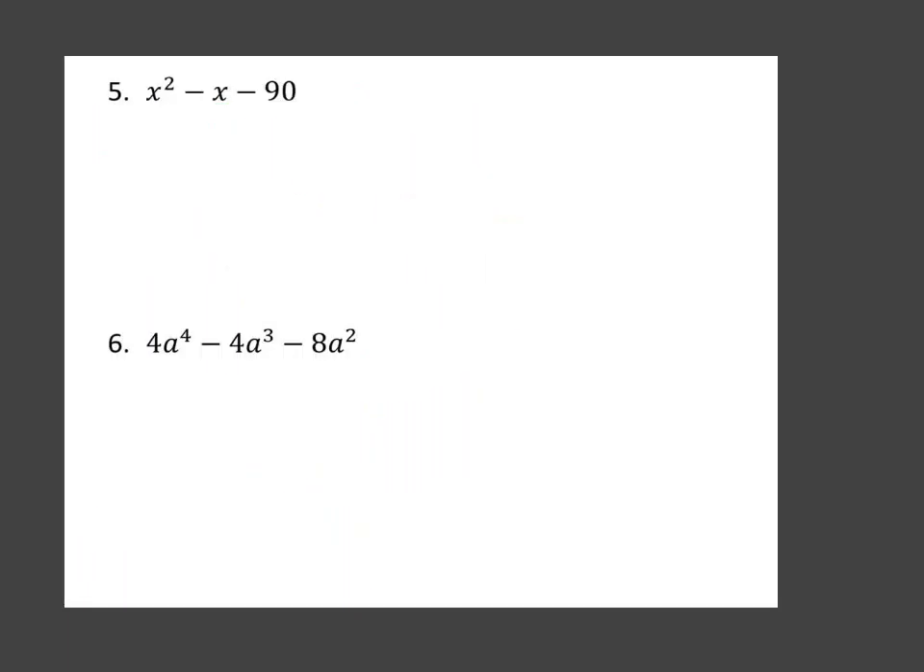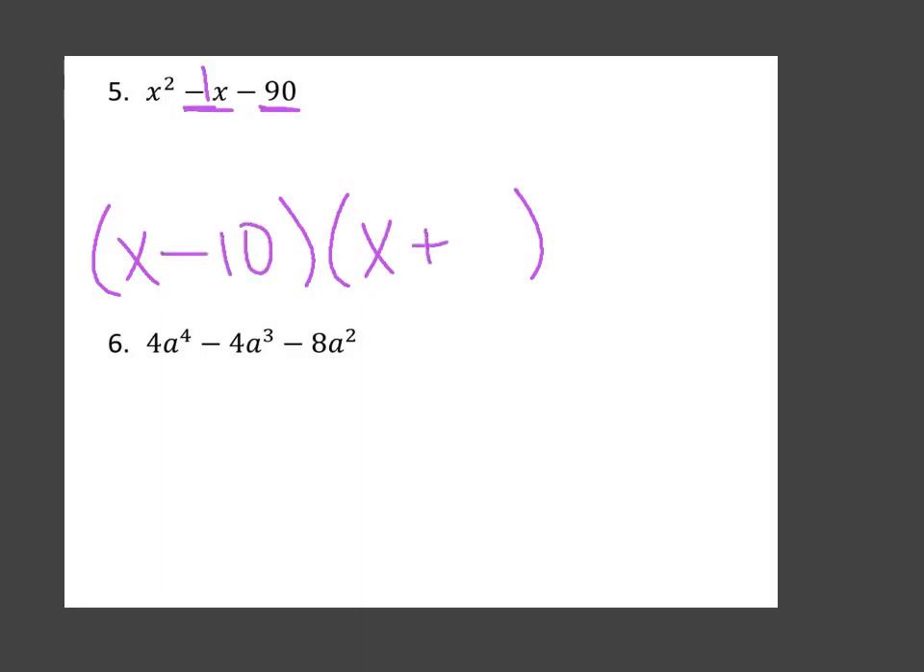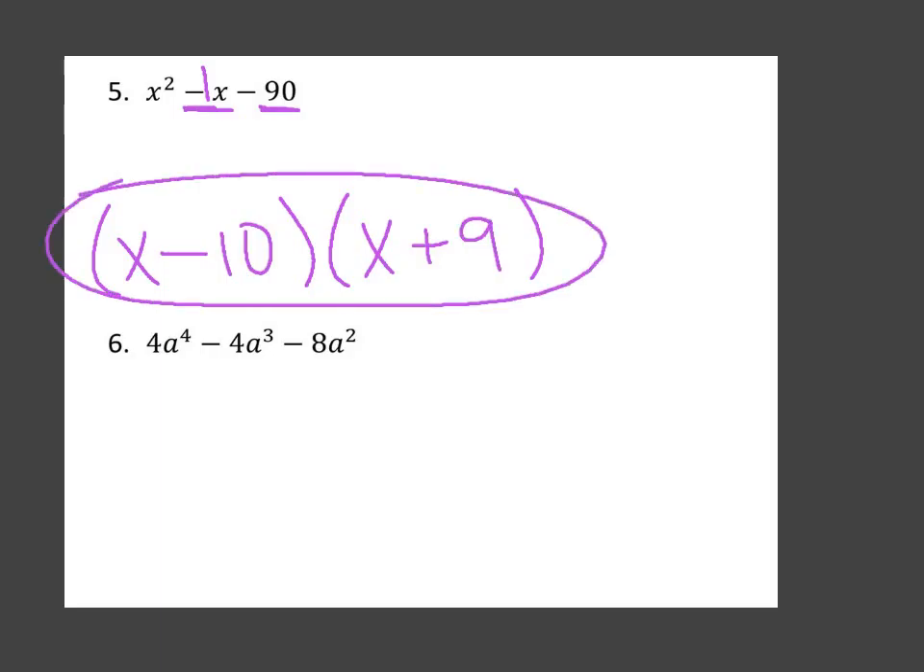Question number 5. Try GCF first. There isn't one. Now I have to look for my sum product. So I have x and x. I need two numbers that are going to add up to negative 1, but multiply to negative 90. That ends up being negative 10 plus 9. And that would be my final answer.